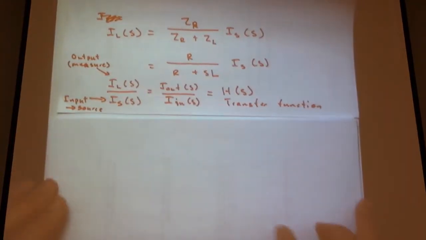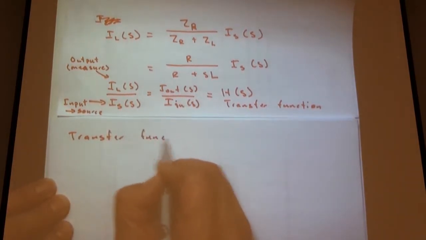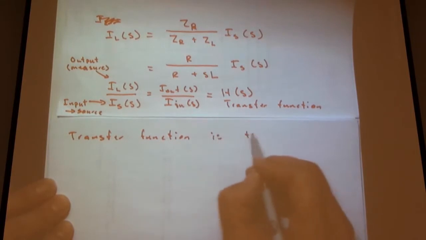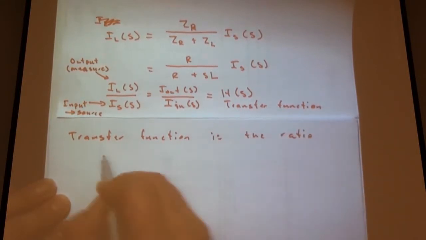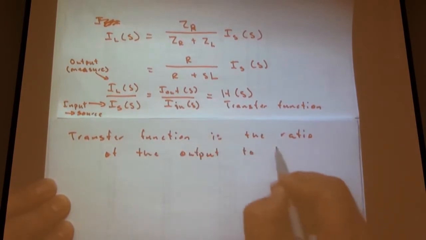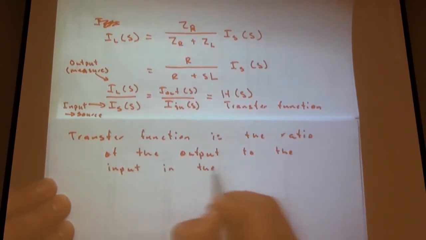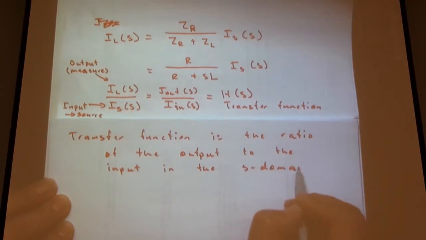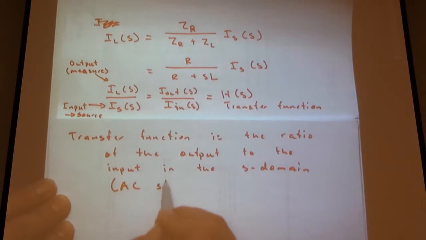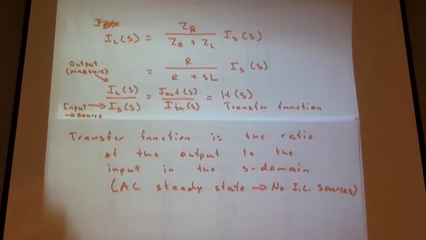And the definition of the transfer function is exactly what you see. Transfer function is the ratio of the output to the input in the S domain. And since this is AC steady state, there are no initial condition terms. So that's good news for us. No IC sources. We don't have to worry about those.